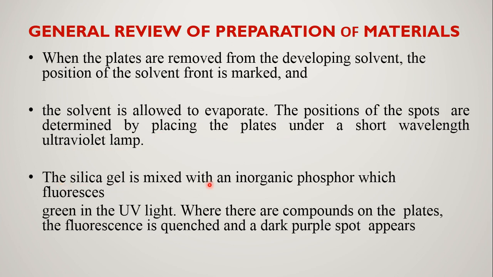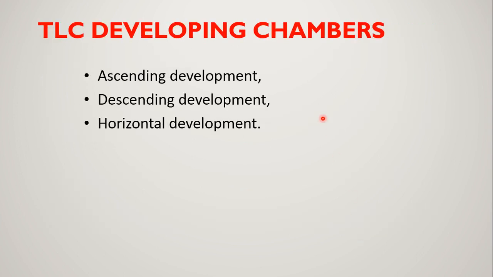The used silica gel over TLC plates generally contains inorganic phosphor compound which fluoresces green in the UV light. Where there are compounds on the plates or sample components on the plates, the fluorescence is quenched and a dark purple spot appears. That dark purple spots show the positions of that sample components or compounds.